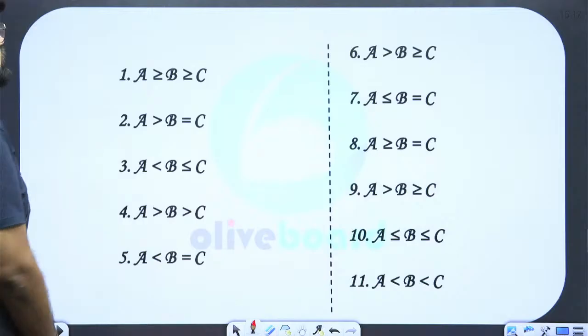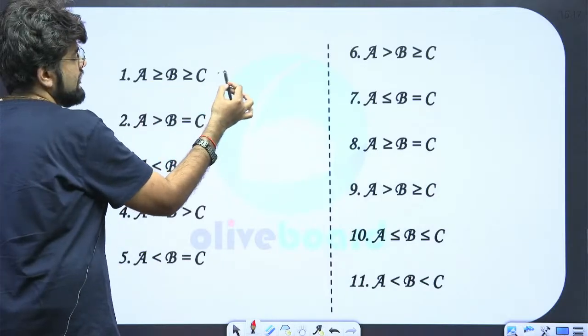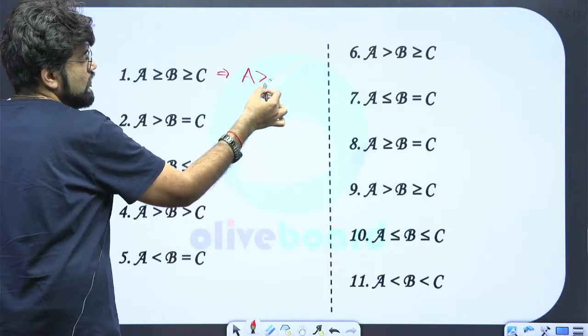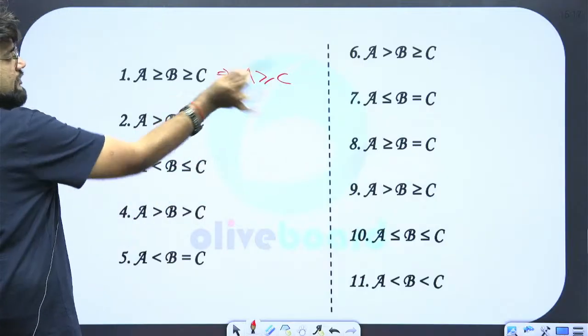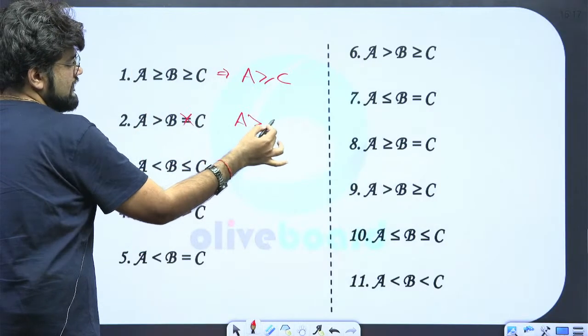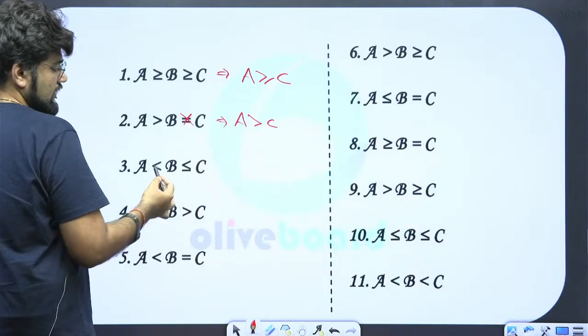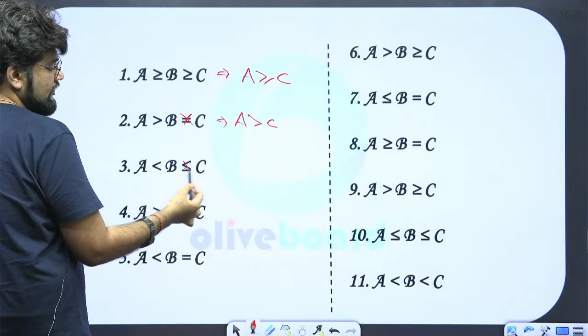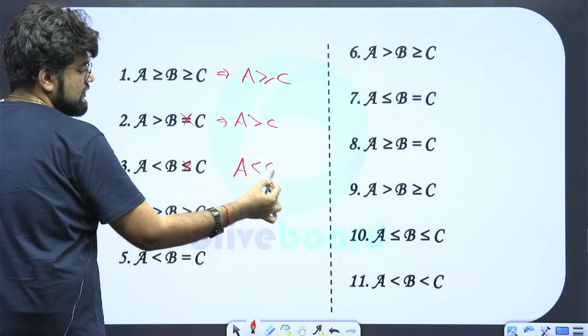So let's start with the first one. Same sign. So we'll say A is greater than equal to C. Same sign will repeat. Here with equal to, drop the equal to. So we'll have A is greater than C. Here definite, indefinite, drop the indefinite. So A is less than C.